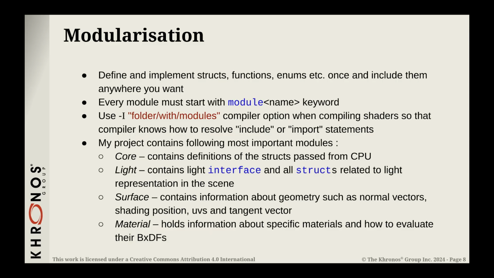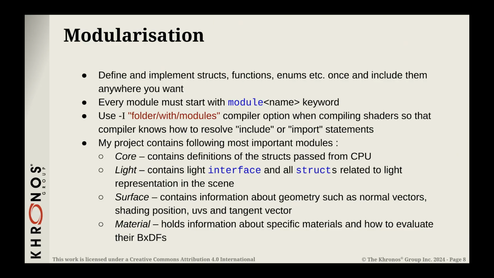Modularization allows you to define and implement structs, functions, enums, etc. in separate files and include them either in other modules or in the shaders themselves. Every module can be a separate .slang file, and they have to start with the module keyword followed by the name of the module. In order for the compiler to know where to look for modules, you have to provide it with the -i option, which stands for include, where you specify the directory where modules are located. Otherwise, the compiler will look in the root directory relative to the directory where shaders are being compiled.